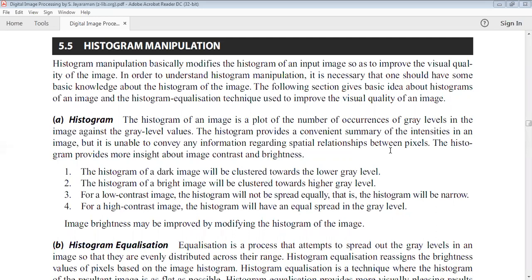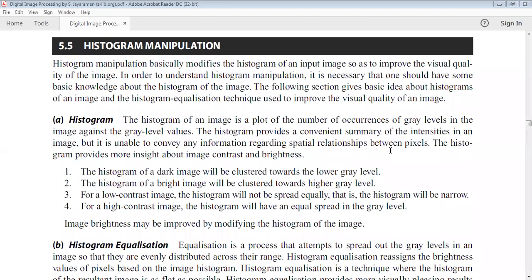The concept of histogram is that it is a representation in the form of a graph. Suppose we consider a simple 4 by 4 image. For a 4 by 4 image, what is the total number of pixels? 16 pixels. Each pixel is going to be represented, for example, with 3 bits.